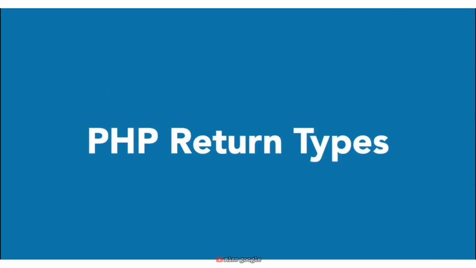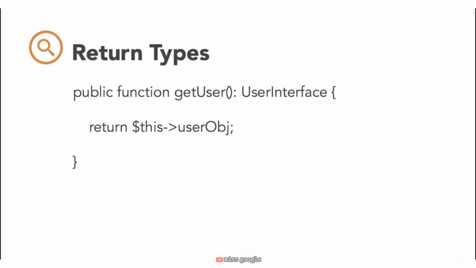Return types is an extension of what we've already seen with type declarations. In this case, we specify the type that a method will return. Quick aside here, return types are only available in PHP 7 and above. So if you're only working with PHP 5, this is just a tease of some of the benefits of PHP 7. This is what a return type looks like.